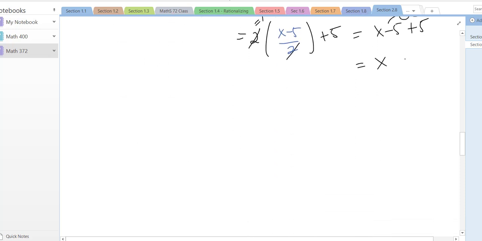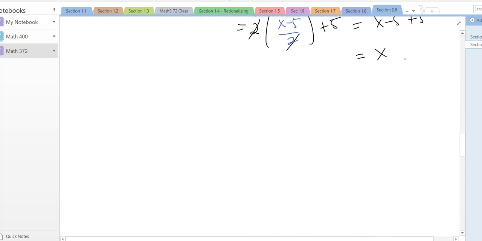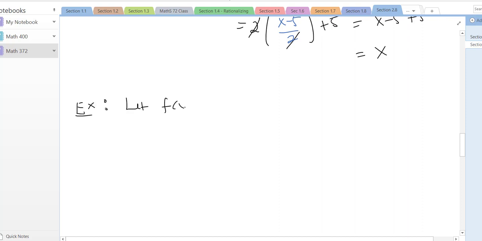So let's try another example. Let f of x equal x over (x minus 2). And so go ahead and find f inverse of x here. I'm going to stop this video here, and in the second video, we're going to find this one.